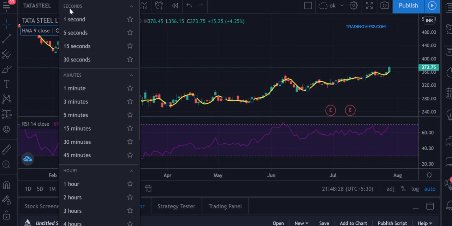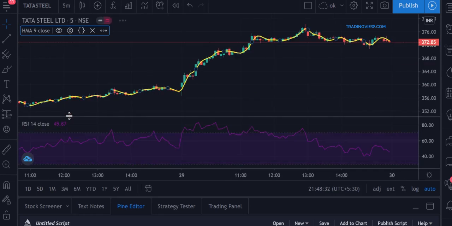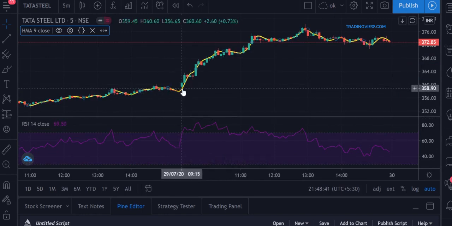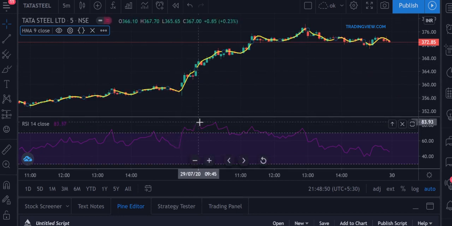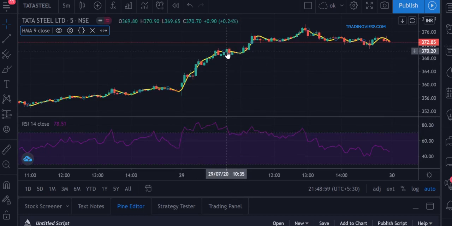But if you're a day trader, what should you do? If you're a day trader, take a 5-minute chart and see what's happening over here. Like today in the morning, the stock opened at 358, and two candles, three candles, four big candles on the upside, Hull moving average on the upside, RSI above 85. Now this is generally a sell call, right? But today the stock was not exhibiting any weakness, and it started to fall once it reached around 370.